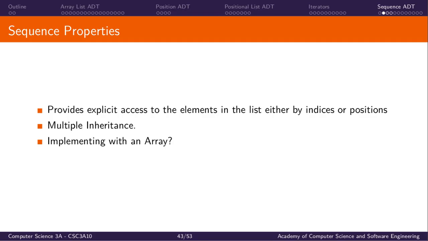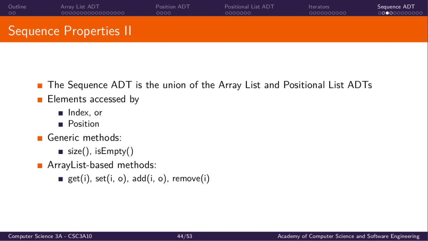So clearly, it uses multiple inheritance, right? Both of our ADTs, which are descriptions of behavior, which in Java would be realized using interfaces, this would then implement both those interfaces, so it has to have all the methods that each of the ones we've described to this point have. To be able to access and change things using indices, and to be able to do the same using position. So we could, again, implement this with an array. We can also implement it with a linked list, and we'll look at those two different things. So this sequence ADT is a union of an array list and a positional list. We can access these elements using index and position.